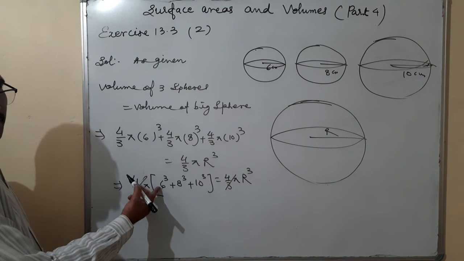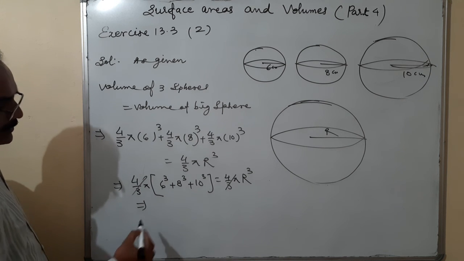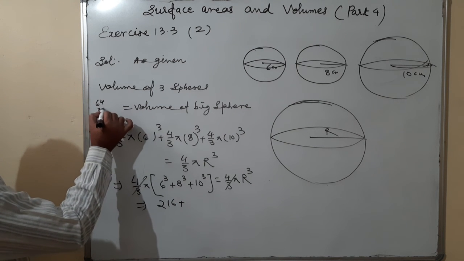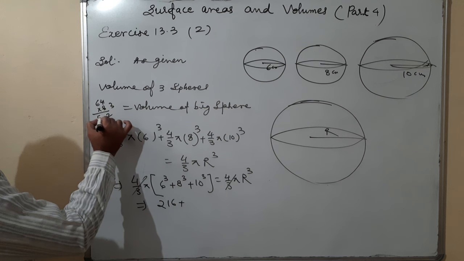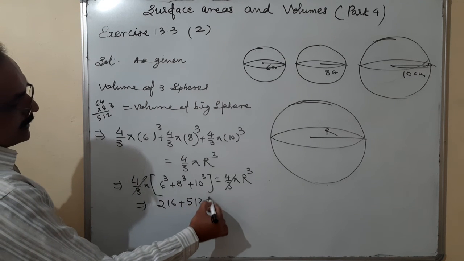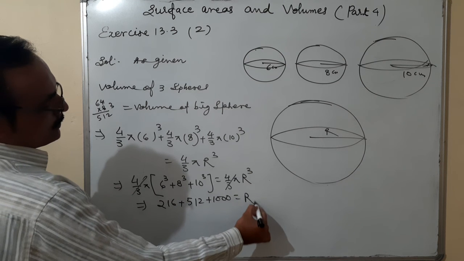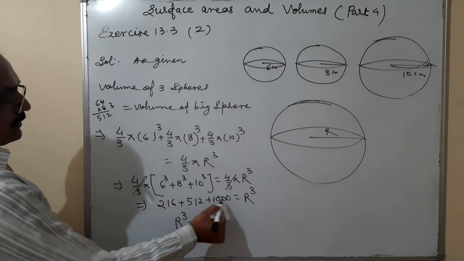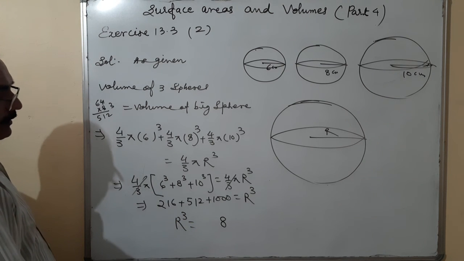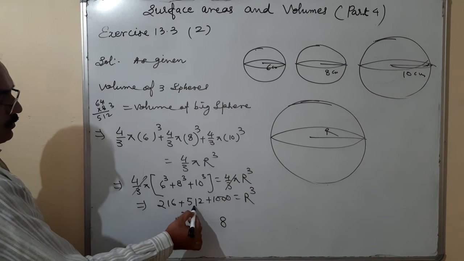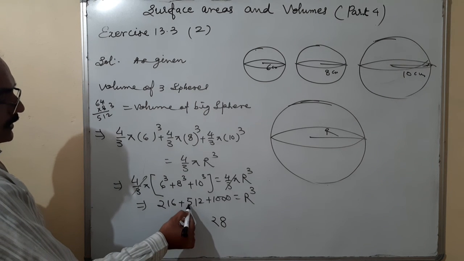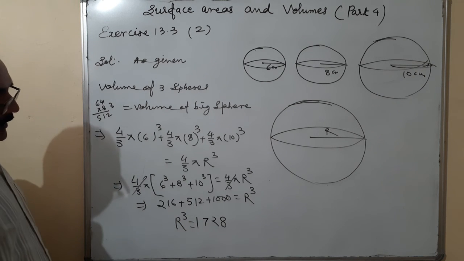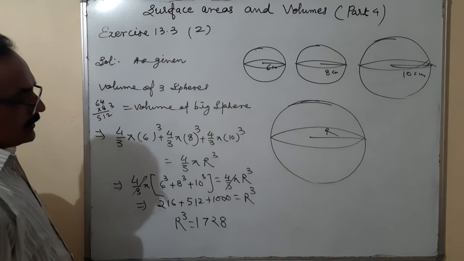After that, 6 cube plus 8 cube plus 10 cube. We'll multiply 6 into 6 into 6. 6 6 is 36. 36 multiplied by 6, 216. 8 8 is 64. 64 multiplied by 8, 512. And 10 into 10 into 10, 1000 is equal to R cube. So that means R cube is equal to, adding them, 1728.